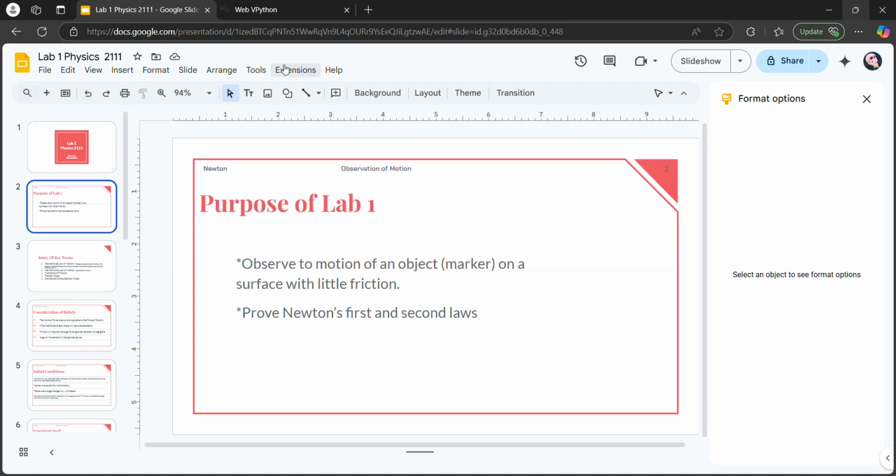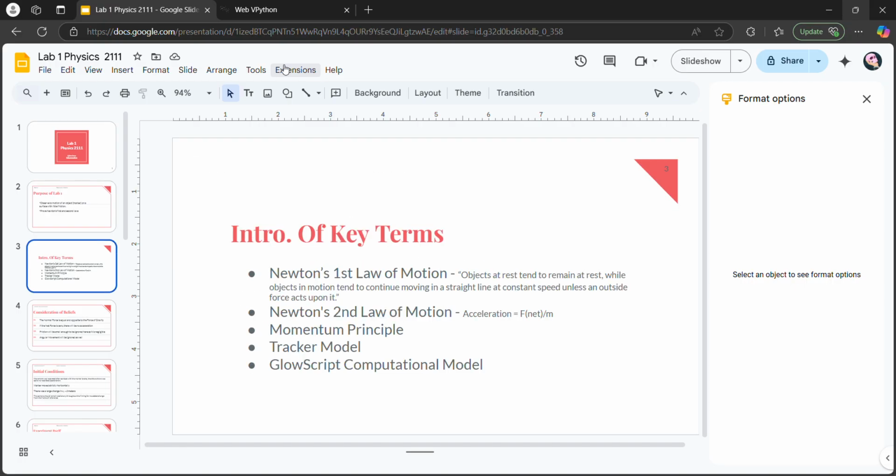The purpose of this lab was to observe motion of an object, particularly a marker in this case, on a surface with little to no friction, and to prove Newton's first and second laws. An introduction to the key terms: Newton's first law of motion, where objects at rest tend to remain at rest, while objects in motion tend to continue moving in a straight line at a constant speed unless an outside force acts upon it. Newton's second law of motion shows that acceleration is equal to the net force on an object divided by its mass.